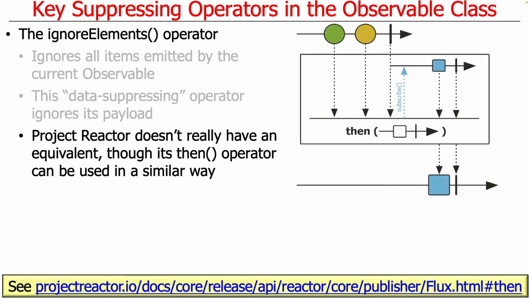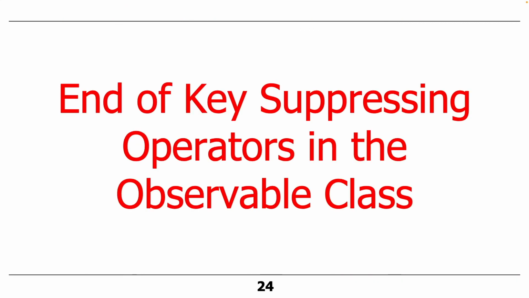So it's a very curious operator. Comes in quite handy when you're trying to be informed when something has finished. So that's the end of the overview of key suppressing operators in the Observable class.